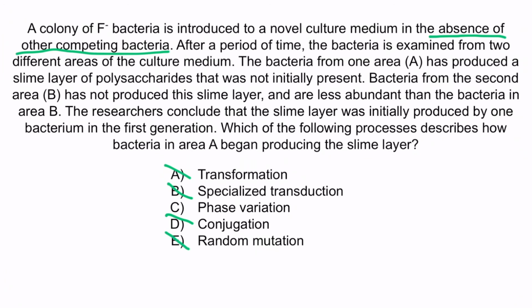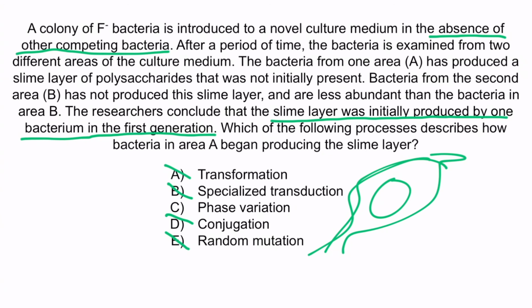Lastly, choice E is wrong because this occurs over time. It doesn't happen within one bacteria, which is what we're specifically told occurred with the slime layer. The slime layer was initially produced by one bacterium in the first generation. So one bacterium had it, and then it all of a sudden grew it. That is not consistent with random mutation over time. So again, the correct answer choice is C, phase variation.